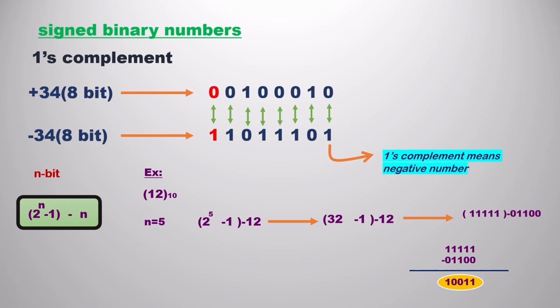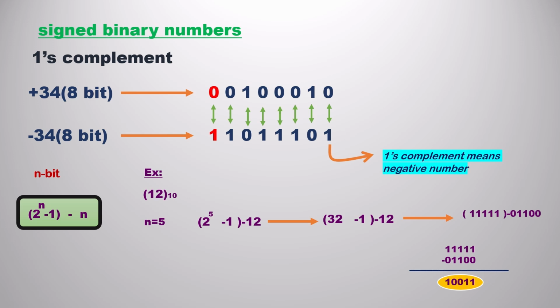For 1's complement, this is the formula: 2 power n minus 1 minus the number. If you consider an example, that is 12, and you want to represent it with n equals 5, that means 5 bits. If you put n equals 5 in the formula, you are going to get 32 minus 1 minus 12. You should not do the subtraction directly. You have to convert that to binary format, and then subtract. I have highlighted it with a yellow circle. That is our final answer, our 1's complement.